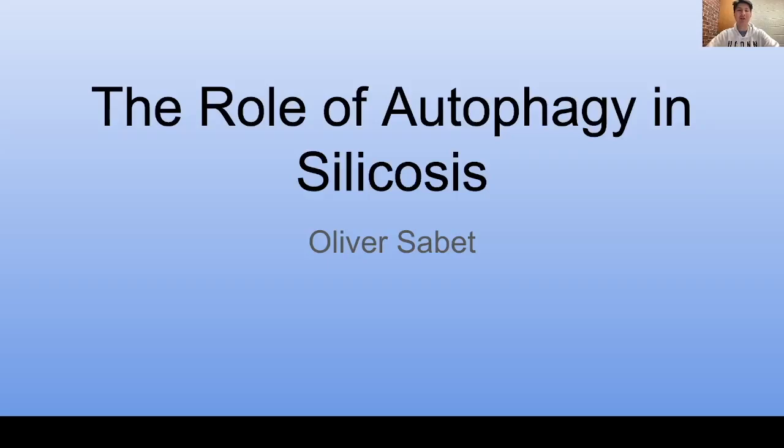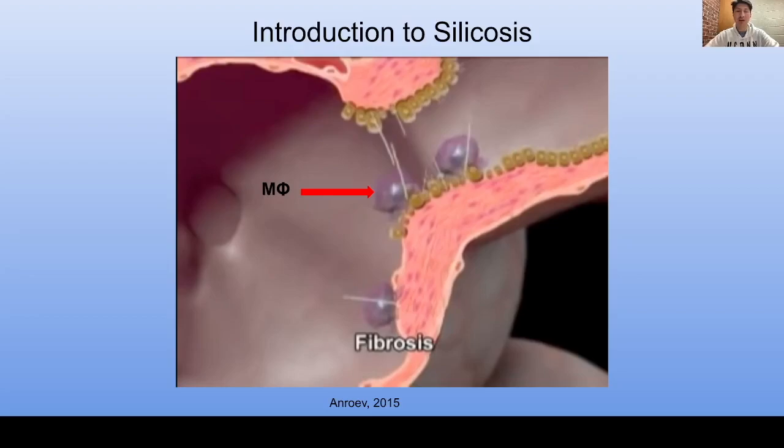Okay, so today I'm going to talk about the role of autophagy in silicosis. To begin with, silicosis is a mineral dust-based lung disease, which is characterized by the excessive deposition of extracellular matrix proteins at the alveoli, and this is caused by a prolonged exposure to silica dust.